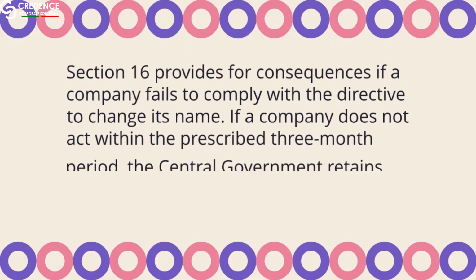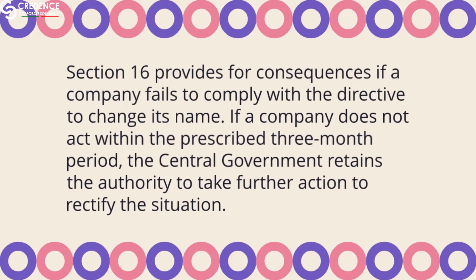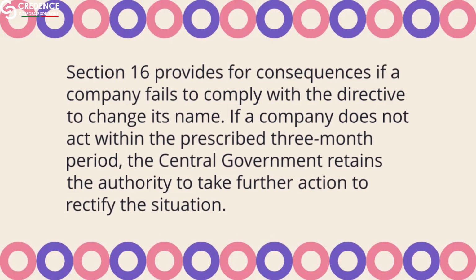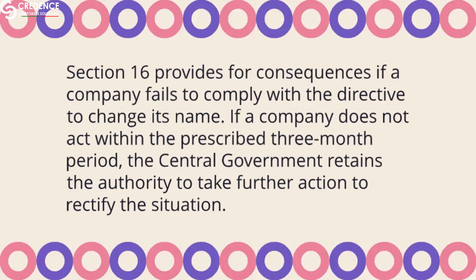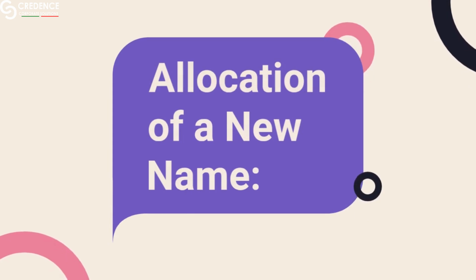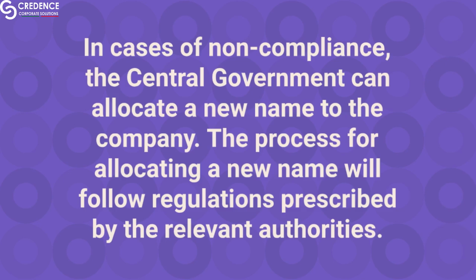Section 16 provides for consequences if a company fails to comply with the directive to change its name. If a company does not act within the prescribed 3-month period, the central government retains the authority to take further action to rectify the situation. Allocation of a new name. In cases of non-compliance, the central government can allocate a new name to the company. The process for allocating a new name will follow regulations prescribed by the relevant authorities.